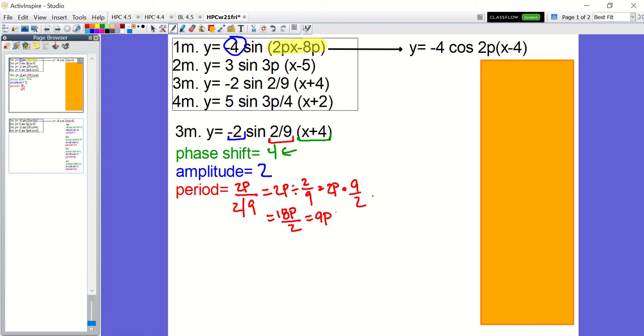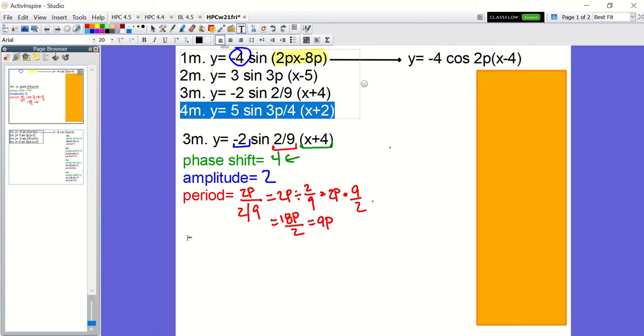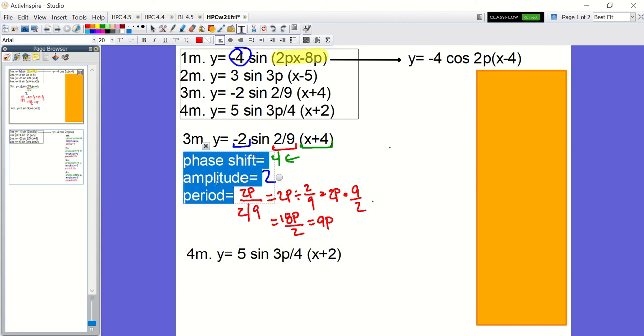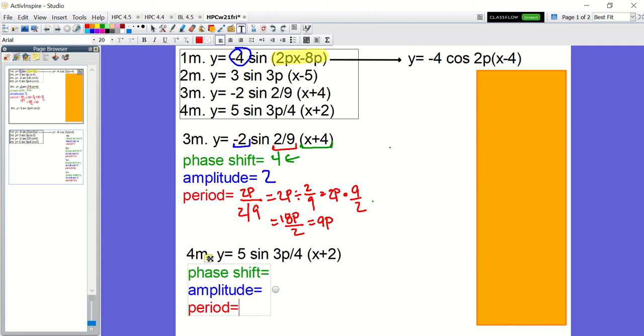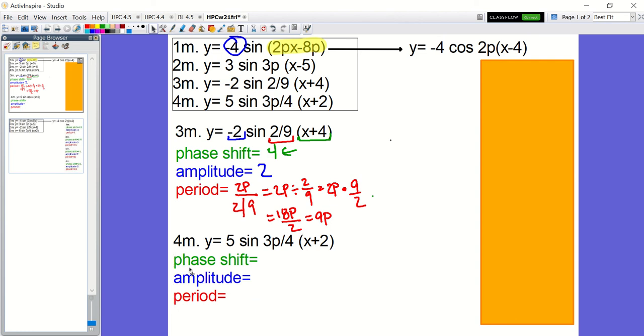So now, that's how you do 3m to find those 3 things, and we're going to graph it a bit later on. Now, with something like 4m, I'm going to just talk about 4m's period. For 4m, the way you would do it for period is like this.